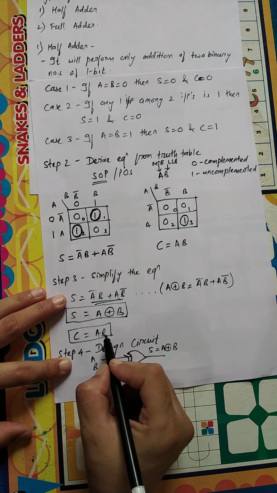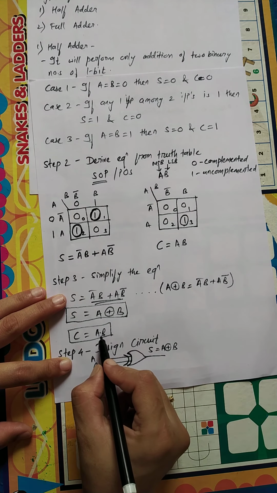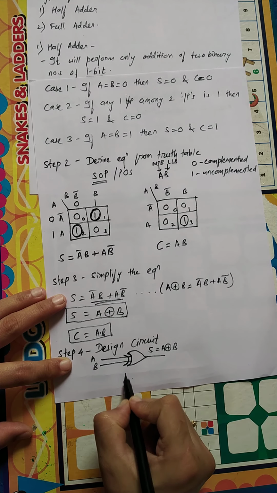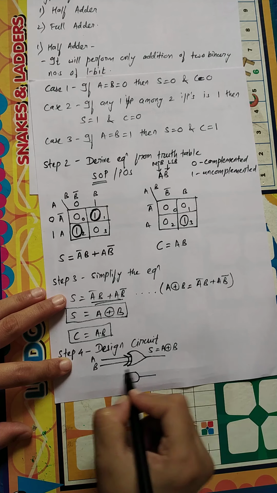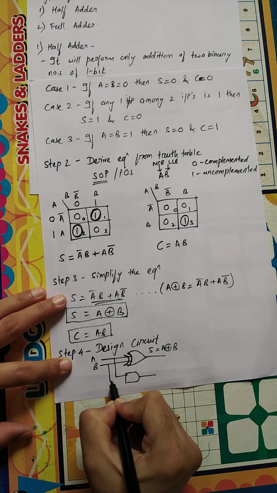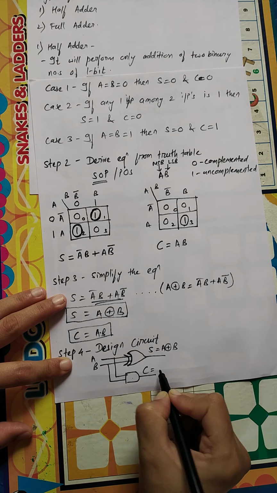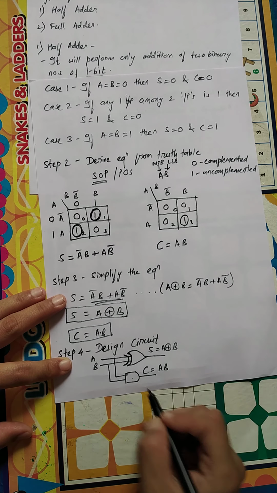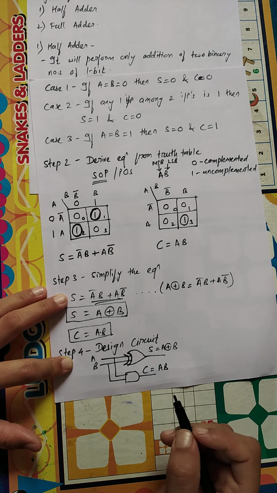Now the same inputs A and B go to the carry also, but there we have an AND gate. So to this AND gate, A and B will be the input, and here I will get the equation for carry, that is AB, right. So this is the circuit diagram for the half adder, right.